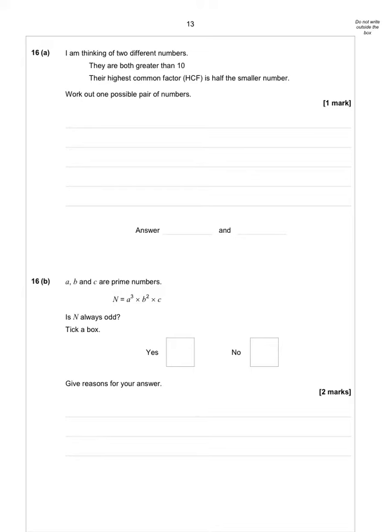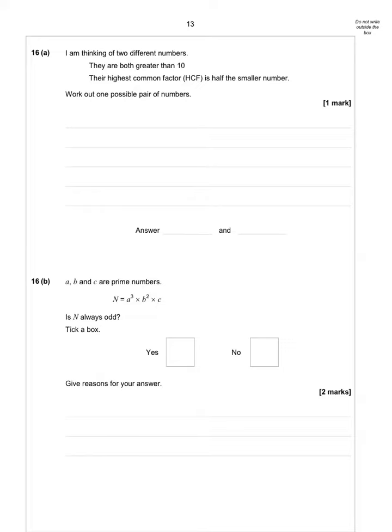Okay, so question 16, I'm thinking of two different numbers. They are both greater than 10 and their highest common factor is half the smaller number. So straight in I'm thinking, well, if the highest common factor is half the smaller number and the numbers are both bigger than 10, then the highest common factor has to be bigger than 5.